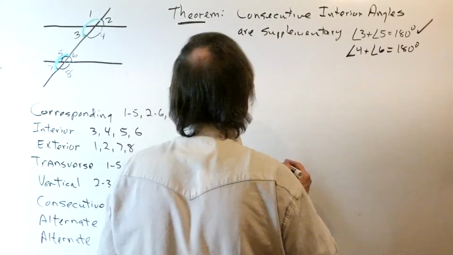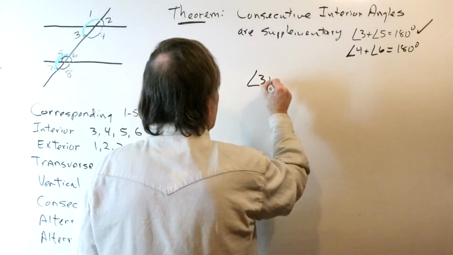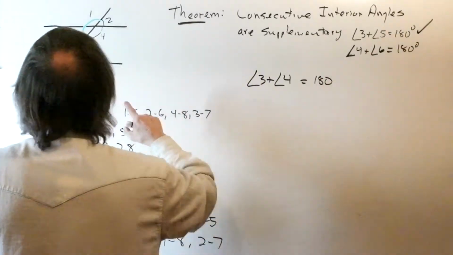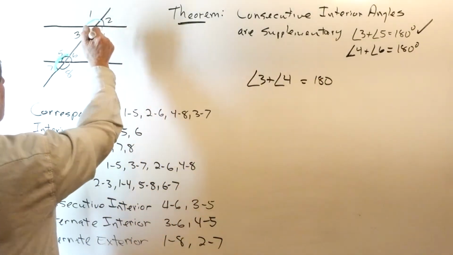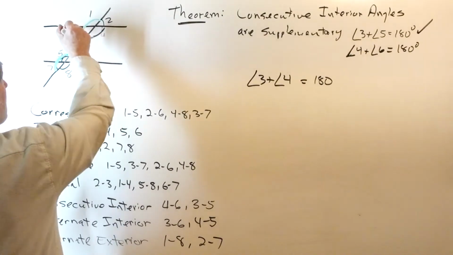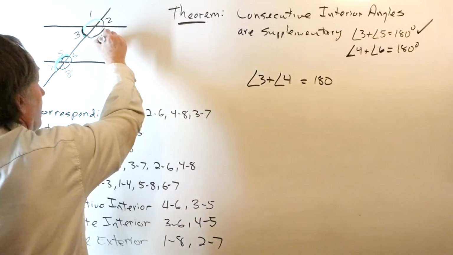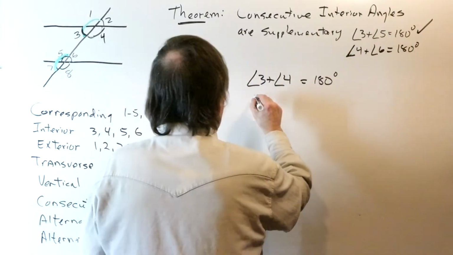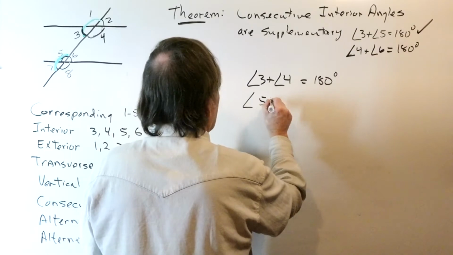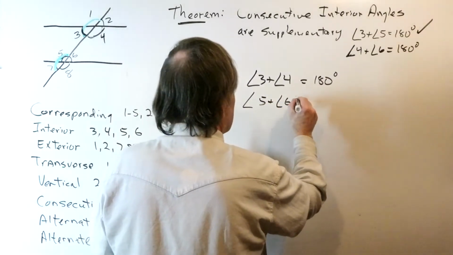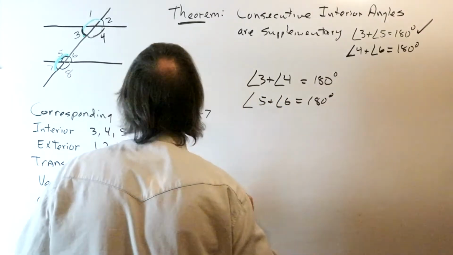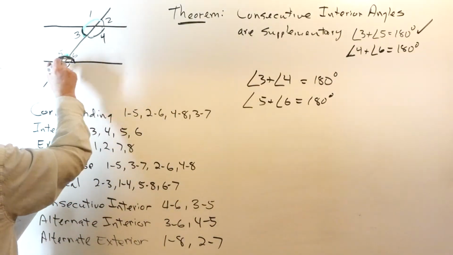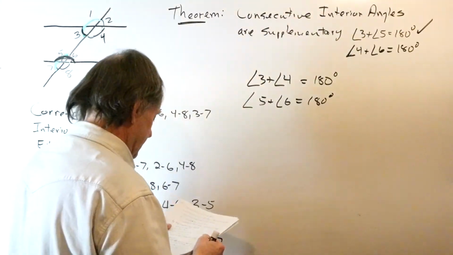Okay, by definition of supplementary angles, we know that angle 3 plus angle 4 is equal to 180 degrees. 3 plus 4 is this plus this, which is a straight angle. So 3 plus 4 is 180 degrees by definition of supplementary angles. And angle 5 plus angle 6 is also supplementary angles. If we look at 5 and 6, that's this angle here, which is another straight angle, so that's 180 degrees.